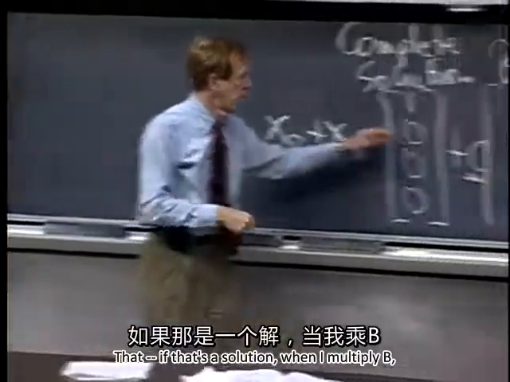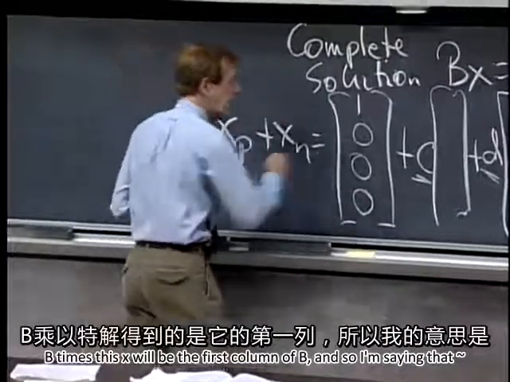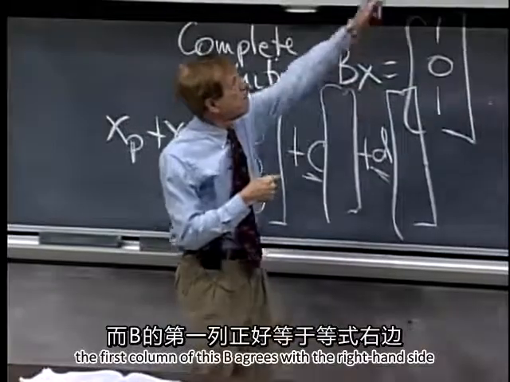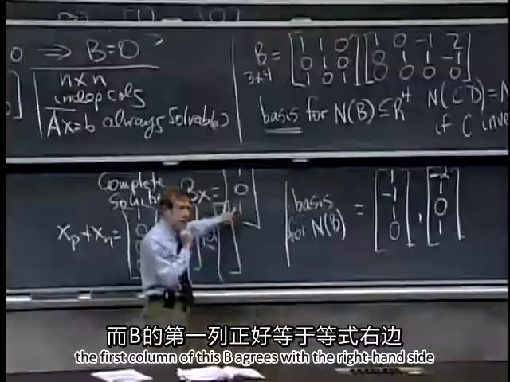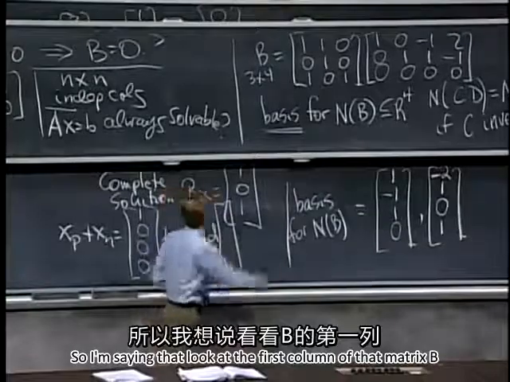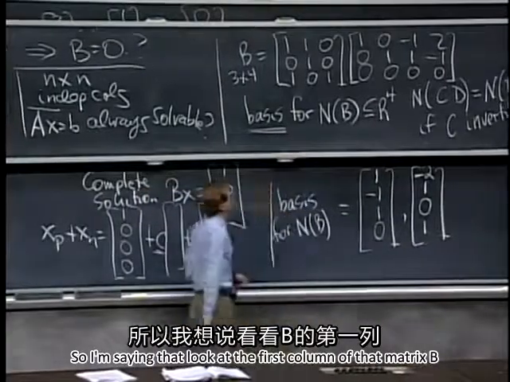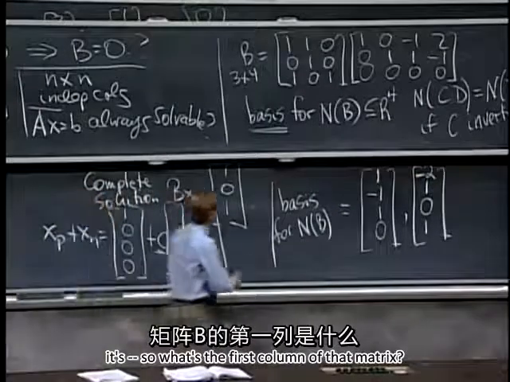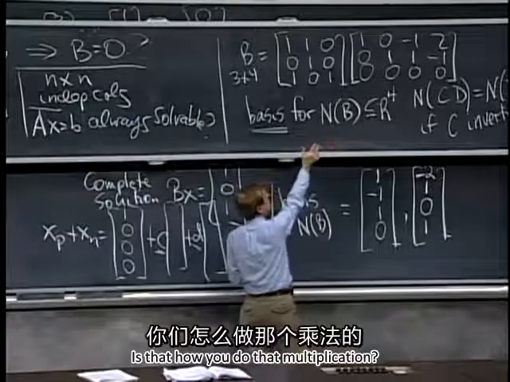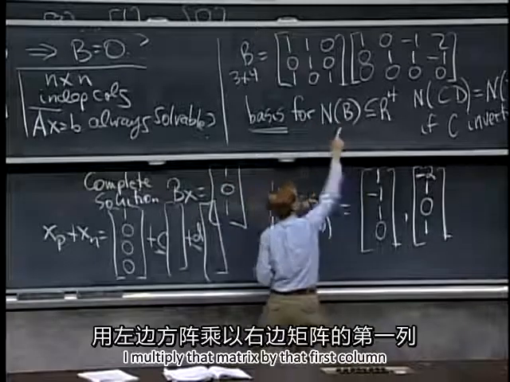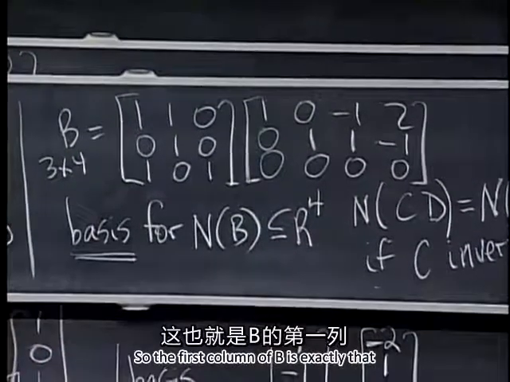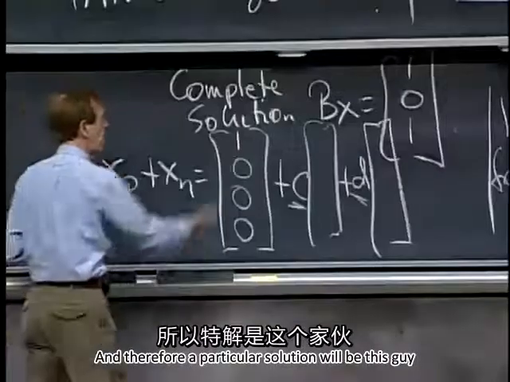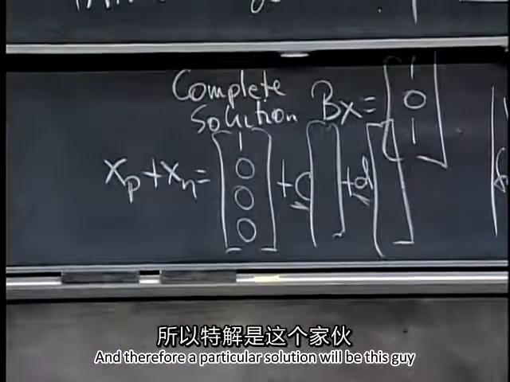If that's a solution, when I multiply B times this X, it will be the first column of B. So I'm saying that the first column of this B agrees with the right-hand side. Look at the first column of that matrix B. How do you do that multiplication? I multiply that matrix by that first column, and it picks out 1, 0, 1. So the first column of B is exactly that. And therefore, a particular solution will be this guy.